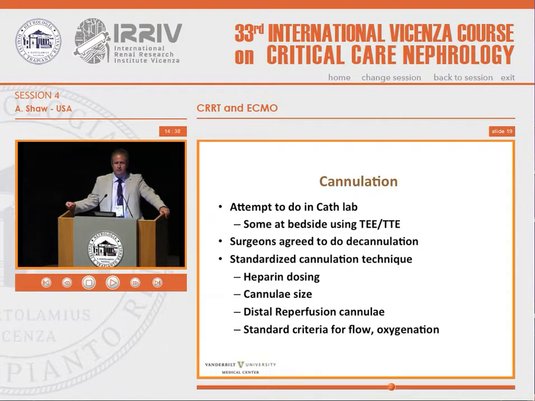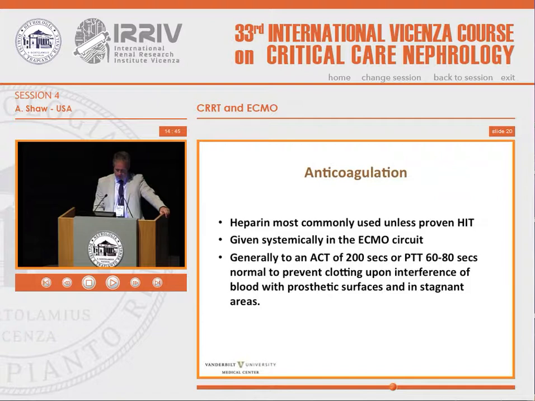Heparin dosing is fairly standard. We aim for an ACT of about 200. I talked about distal reperfusion cannulae and then standardized criteria for flow and oxygenation. Most commonly we use heparin. If you have to do this in someone who's got HIT or can't take heparin for another reason, it's a real problem. We've tried to use bivalirudin and argatroban, and both of them cause problems. So as I said, we generally run an ACT of about 200 or a PTT of about 60 to 80 in order to prevent blood clotting.